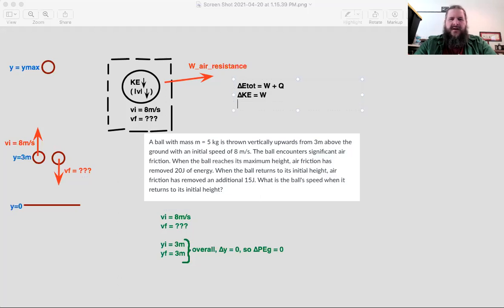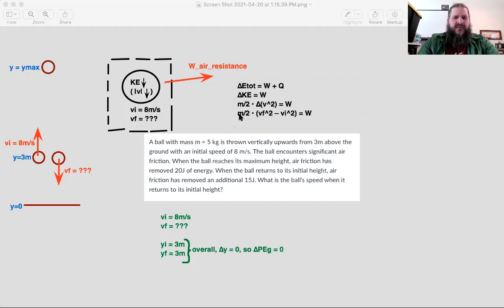And how do we write out change in kinetic energy? If what we care about is velocity, how do we relate change in kinetic energy to velocity? Do we have a formula for that? One half mass change in velocity squared. Yeah. And that's equal to the work done by air resistance. And let's go ahead and fill out that delta V squared. That's V final squared minus V initial squared.